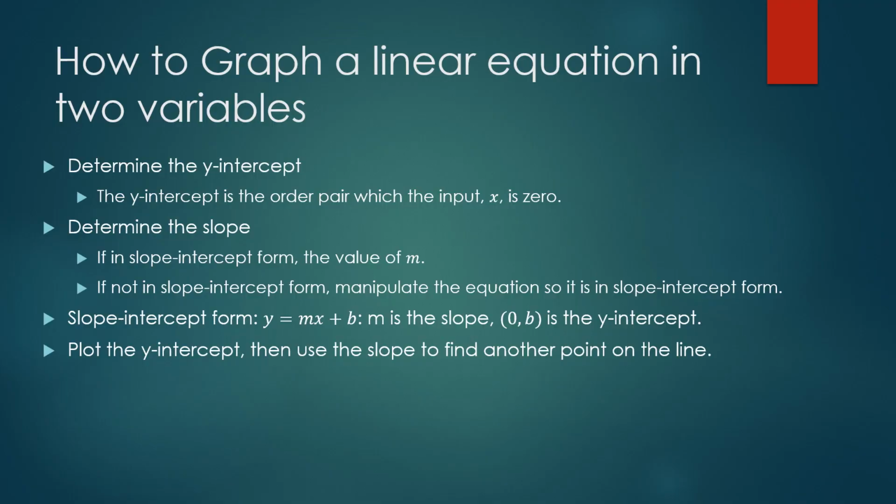Now, how do we actually graph a line? We're going to first determine the y-intercept and the slope. We could also do a different way by finding the two intercepts, the x-intercept and the y-intercept, but we'll talk about this one now. If we're in slope-intercept form, it's really easy to figure out the slope. The slope is simply the value in front of the x, and the y-intercept can be found by that secondary value of b. However, we can always find the y-intercept if we put in 0 for x.